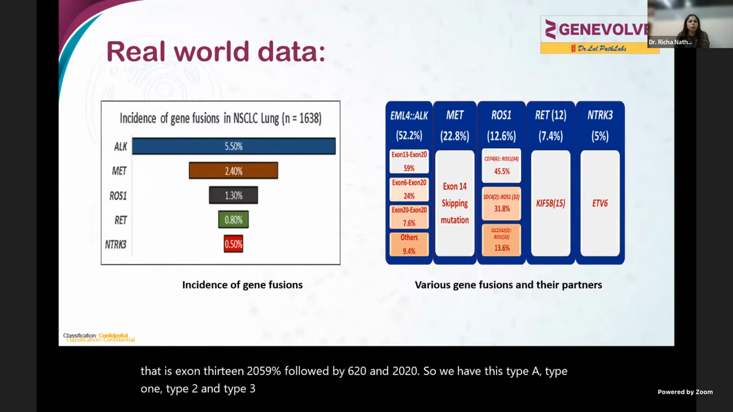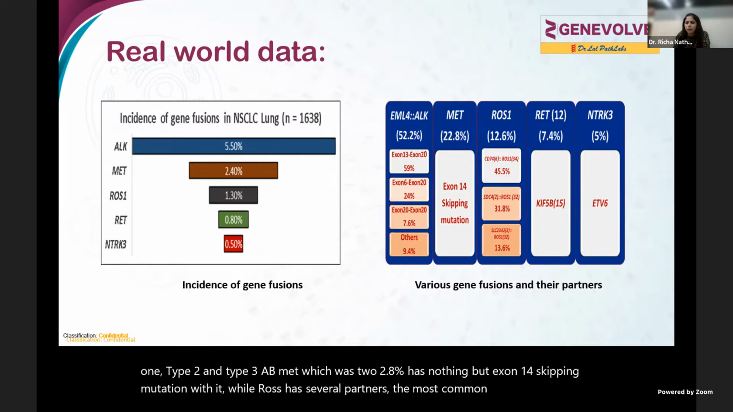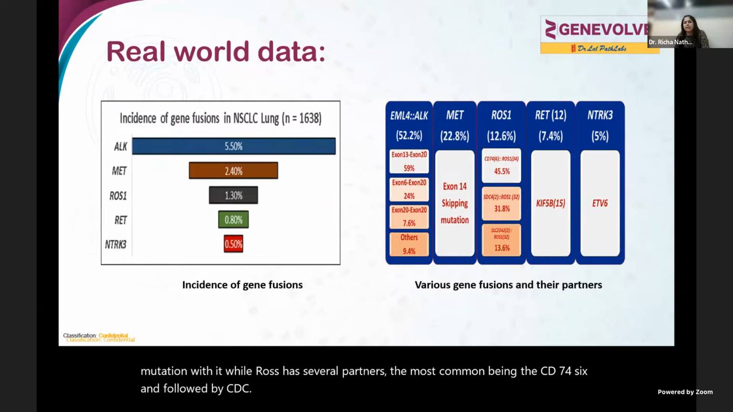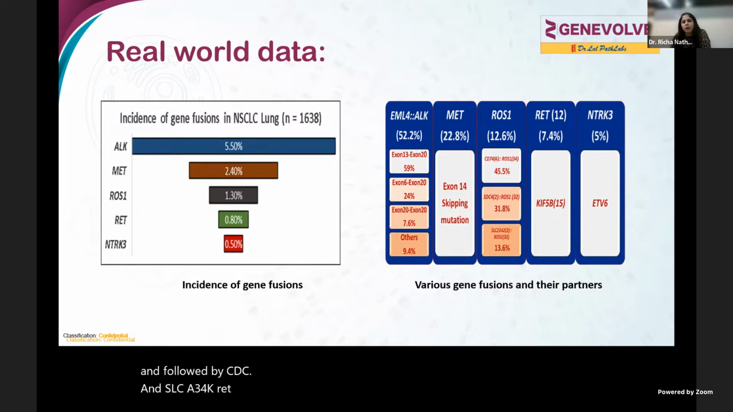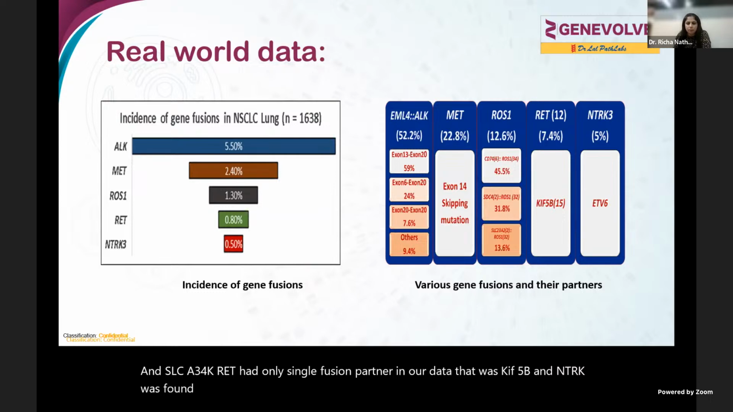MET, which was 22.8%, has nothing but exon 14 skipping mutation with it, while ROS has several partners, the most common being CD74-ROS1, followed by CDC and SLC34A2. RET had only a single fusion partner in our data, that was KIF5B, and NTRK was found with ETV6.